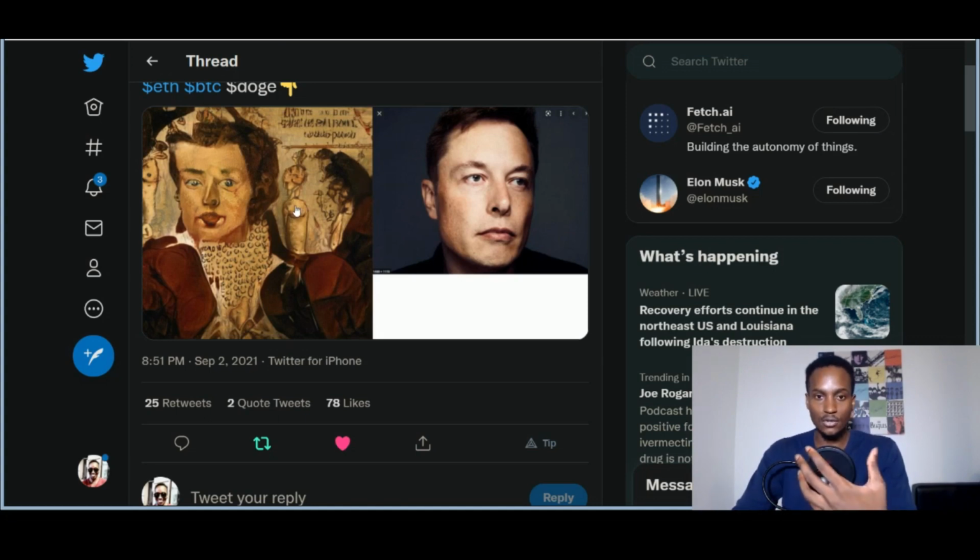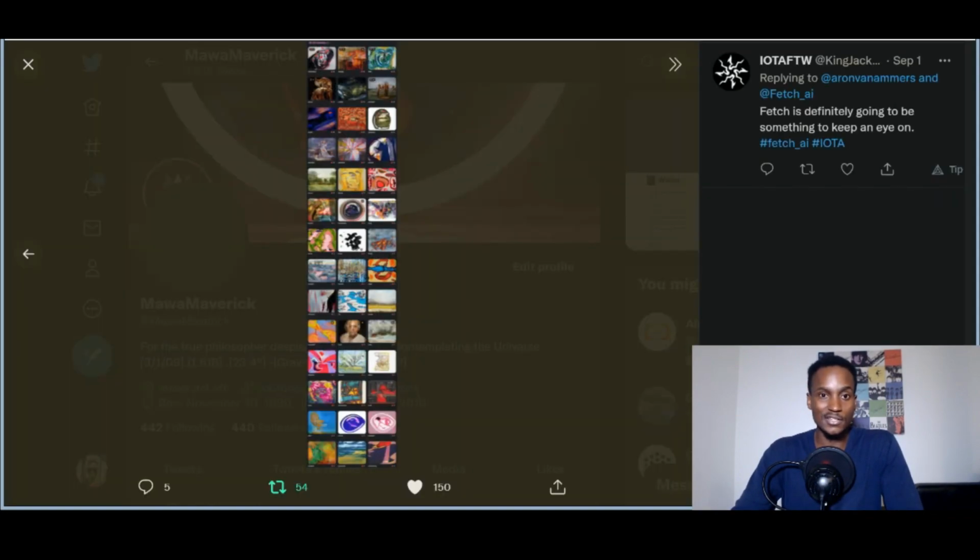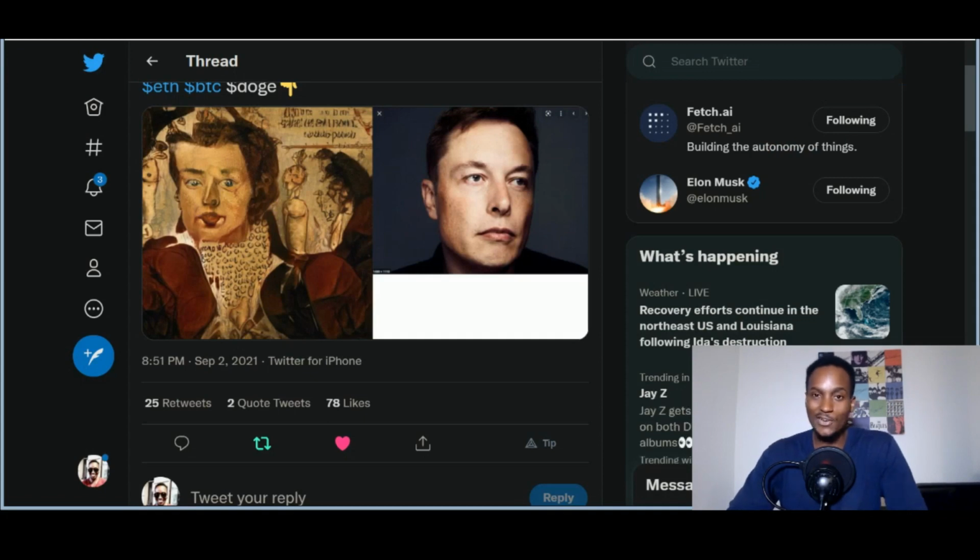Fetch is also listed on Coinbase. We saw that a few weeks ago. Fetch.ai is, I think, onto something. They created some stuff that will be really useful for the community, and we're here to see how this technology is going to evolve. But guys, I digressed a lot.